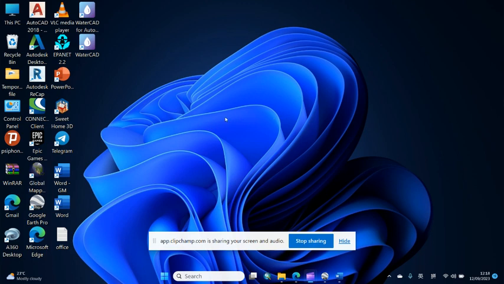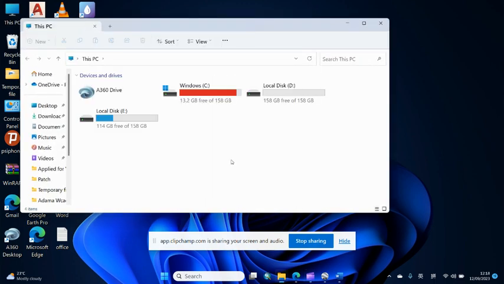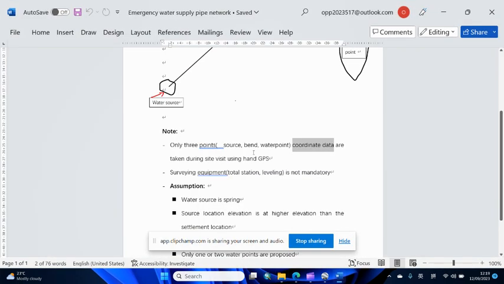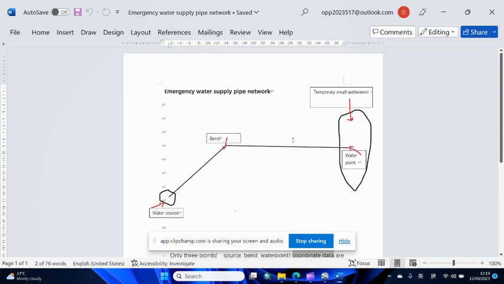Let us start. I have a hand sketch of the pipe layout, done using the data collected by handheld GPS. This is the network. This is the water source point data collected by GPS.